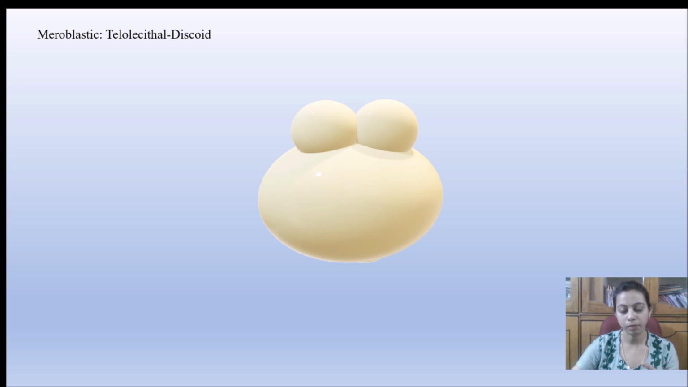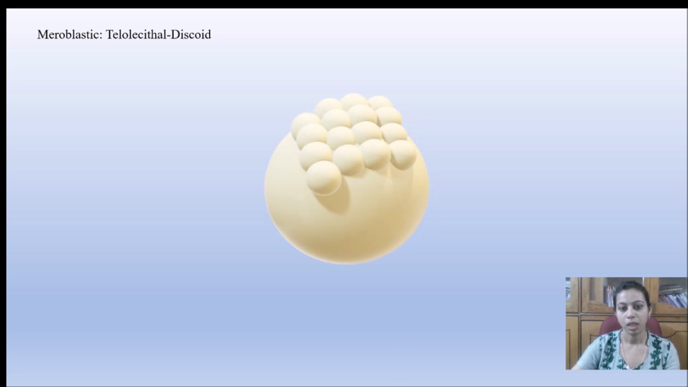If we see here, after it is divided from 2 to 4 cells, and then from 4 to different types of cells, we can see a disc of cells arranged opposite to the vegetal pole. Because of this disc type arrangement of cells, this is also termed as discoid type of cleavage, and this is the characteristic of cleavage particularly in fishes, reptiles and birds.